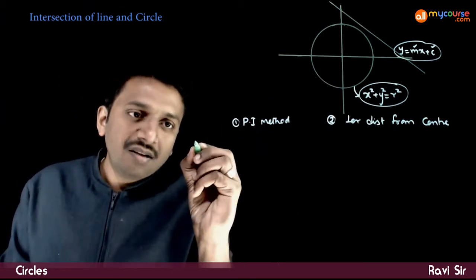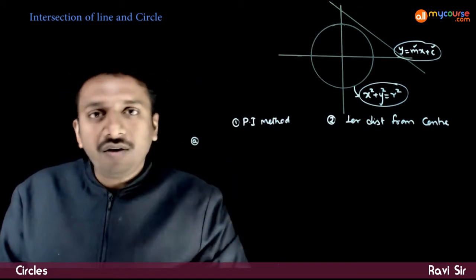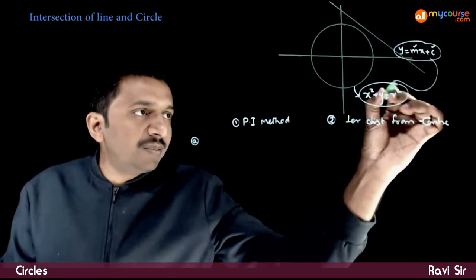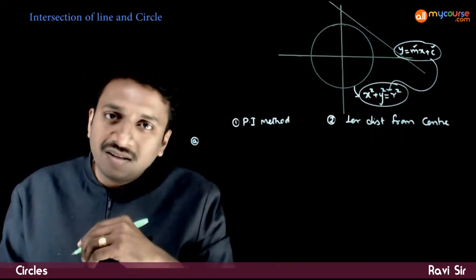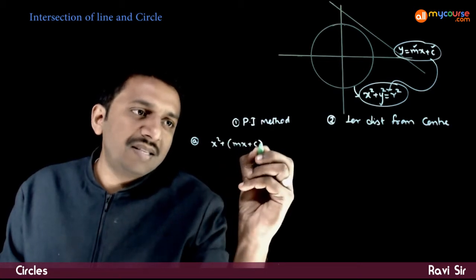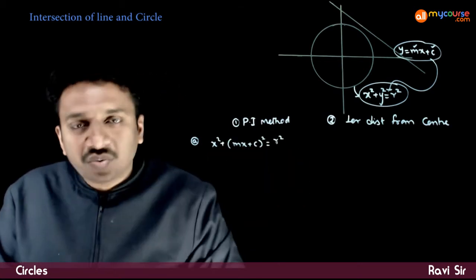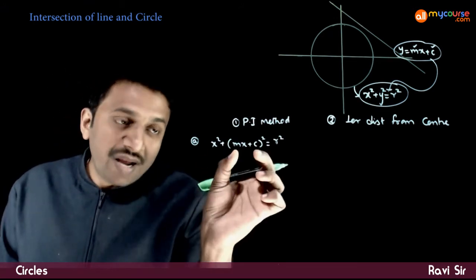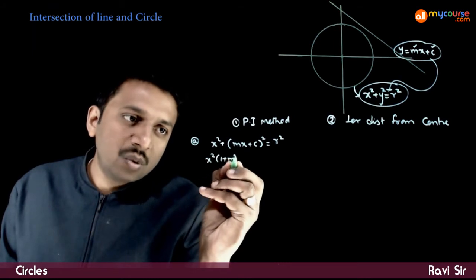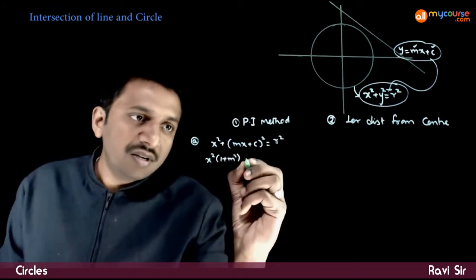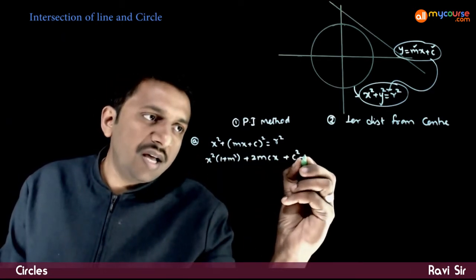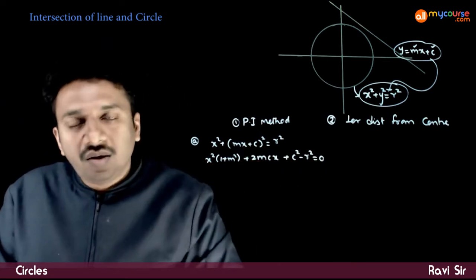So first, how do we find the point of intersection? Simple, right? We take y = mx + c and substitute in the place of y in the circle equation. So x² + (mx + c)² = r². If you expand this, you get a quadratic in x: x² times (1 + m²), you get an m²x² here, plus 2mcx plus c² − r² is equal to 0.